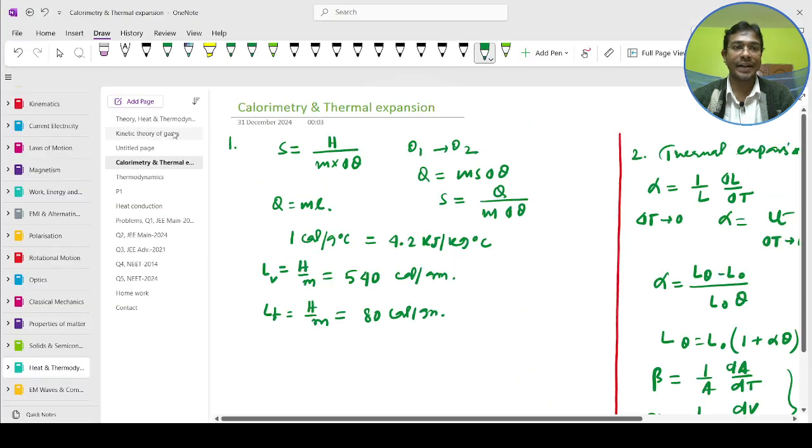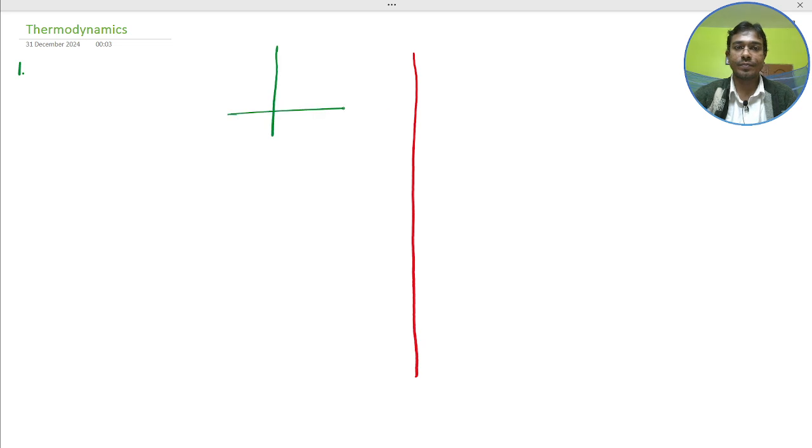So next one, go ahead, our thermodynamics. Work done by a thermodynamic system. This is a system on a P-V diagram, with V1 and V2. So the work done del W is equal to P into del V.